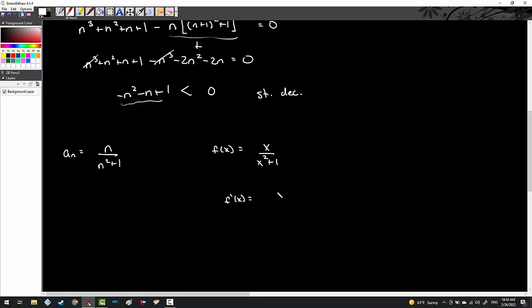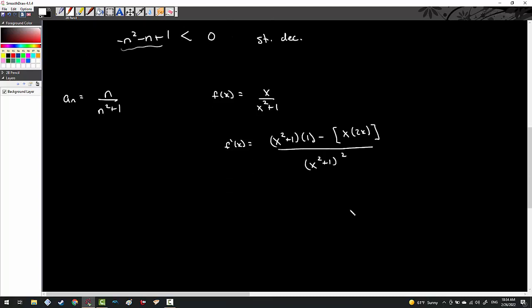So f prime of x is equal to low d high minus high d low, and square the bottom, and away we go. So x squared plus 1 squared. Let's go ahead and simplify this out. I've got x squared plus 1 minus 2x squared. So I'm going to get 1 minus x squared over x squared plus 1 squared. And that is f prime of x.